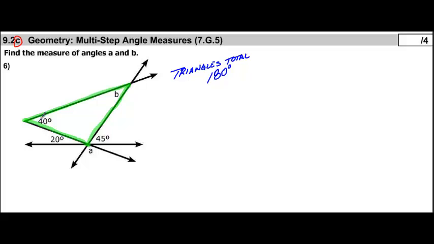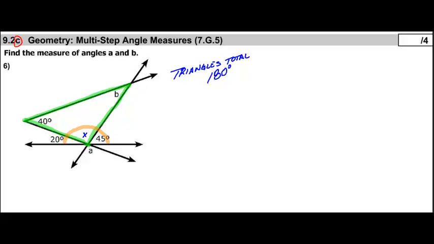So if I had 40 and I had this missing angle, which I'm going to call X, I could go ahead and figure out what B is because triangles total 180 degrees. Well, when I look at where my X is that I just drew, it's part of that straight line. That arc that I just drew in orange totals 180 degrees.